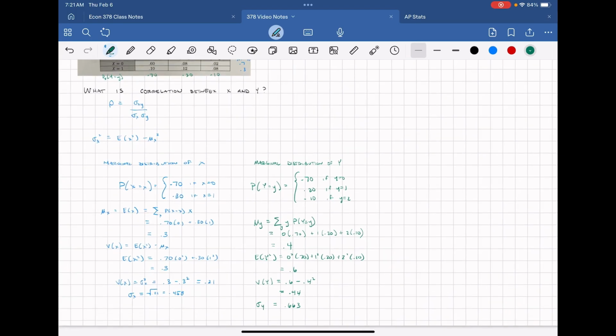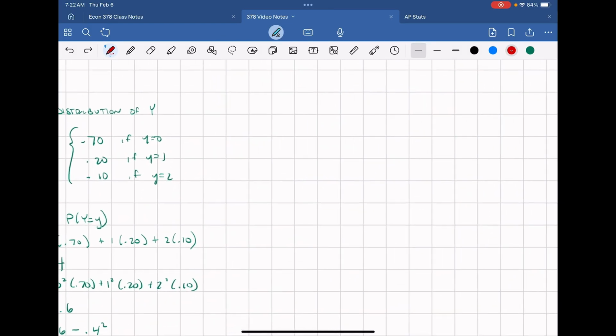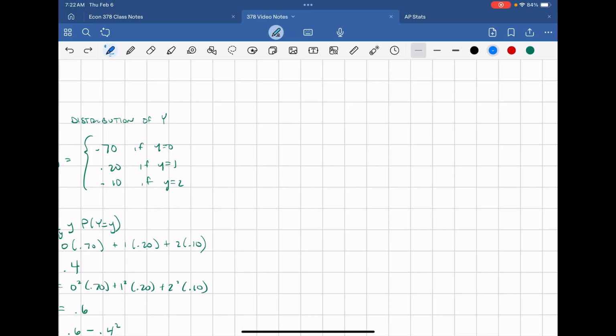Now, zooming out, what we've done is we have calculated both the terms here on the bottom, sigma x and sigma y. Now we need to focus on the top term, or the covariance. So when we think of the covariance of x and y, represented by sigma xy, this is equal to the expected value of xy minus mu x times mu y. Now we have solved for the part on the left, so all we need to solve for now is the expected value of xy.